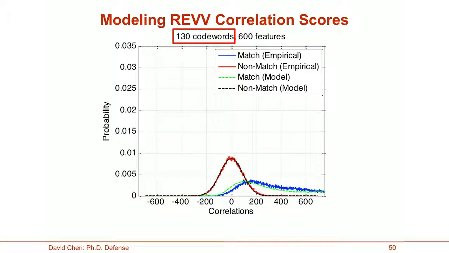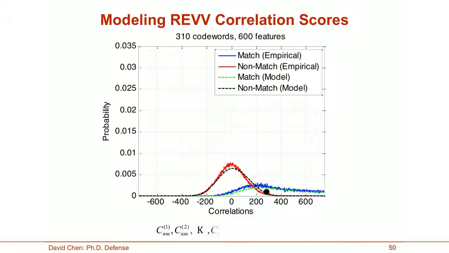We can also change the number of codewords in this experiment. Here we observe that as the codebook size increases, the distributions change less and less, which explains why there are diminishing gains as we go to larger codebook sizes.